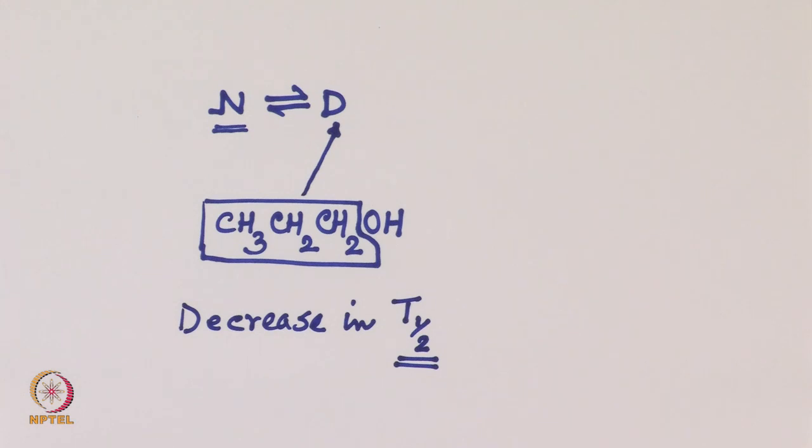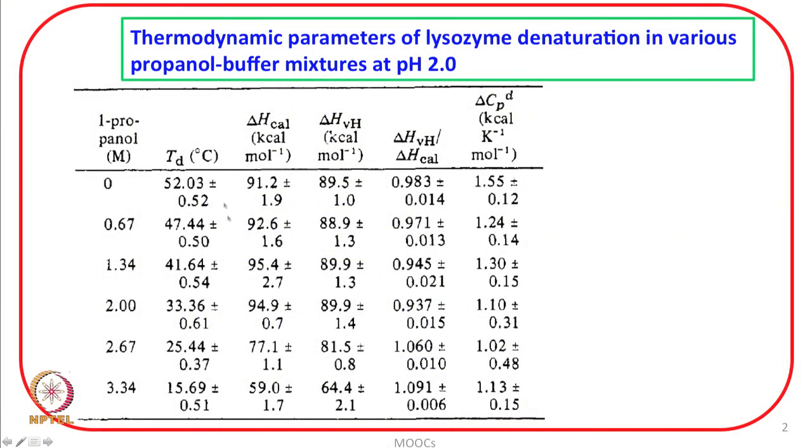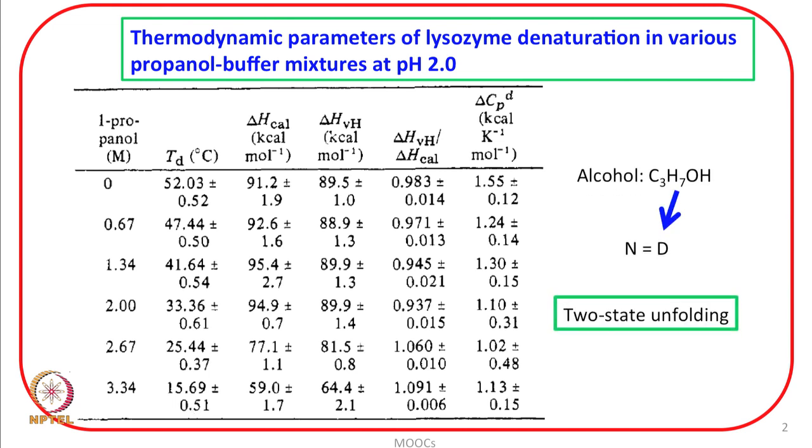Now, let us go back to this table. And that is what we see, that as the concentration of propanol is increased, the equilibrium is shifted more and more towards the right and hence the transition temperature keeps on decreasing. And that is what is commented over here, that alcohol will preferentially interact with the denatured state. Its interaction will be more with the denatured state. Therefore, the equilibrium will be shifted towards the right and hence you see the decrease in the transition temperature.